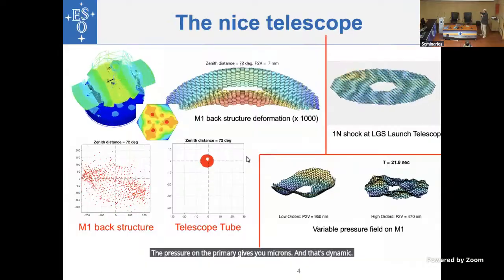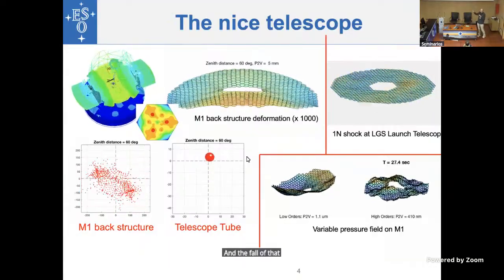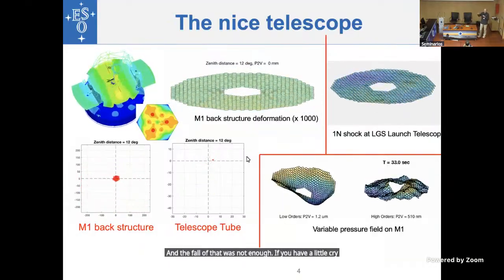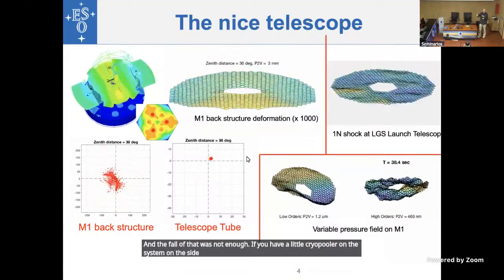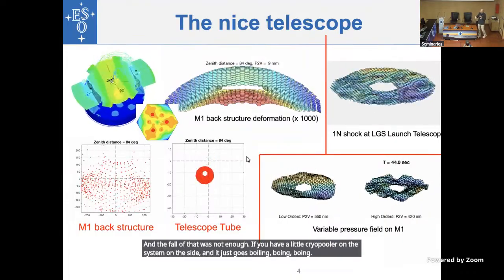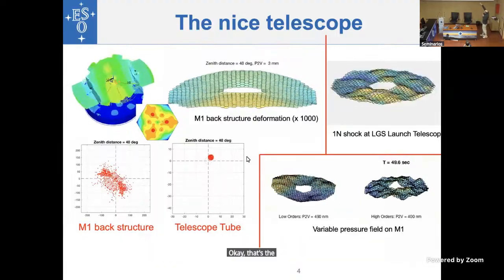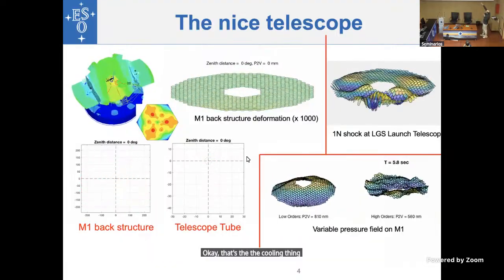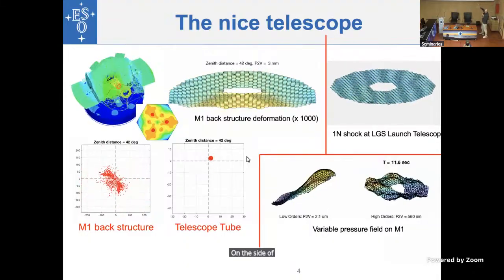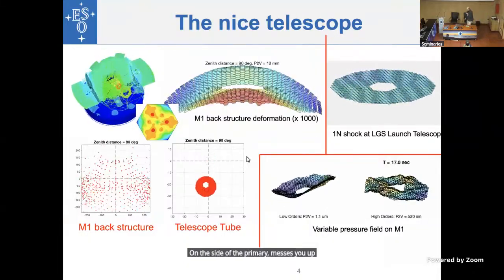Okay? And if all of that was not enough, if you have a little cryo cooler on the system on the side, and it just goes boing, boing, boing, okay, that's the cooling thing for the lasers on the side of the primary, it messes you up as well. So it's a dynamic problem.